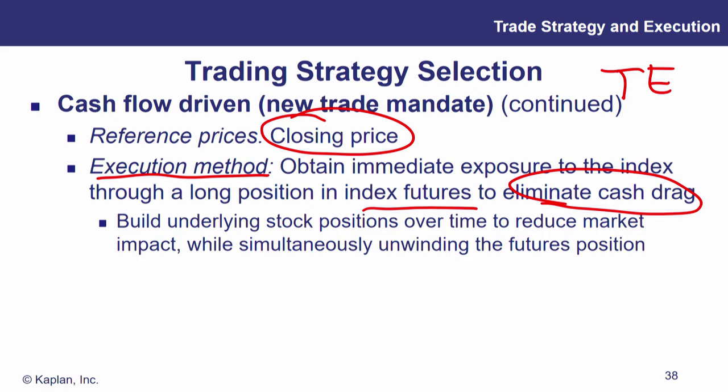And what are you going to do? Well, over time, you'll sell off some of that future and you'll buy the underlying stock. What's great about this? You reduce market impact while at the same time you're unwinding that futures position. So you're getting the exposure, you're meeting the tracking error that you have to, you're getting invested, but you're doing it in a way that minimizes market impact.